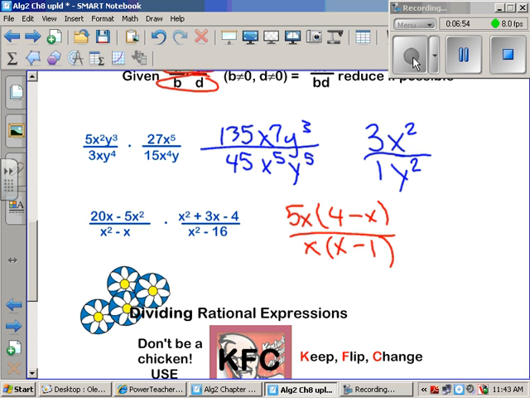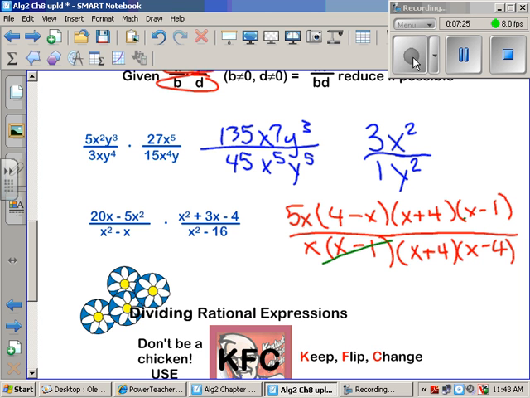Here, x squared plus 3x minus 4 can factor into what? Right, x plus 4, x minus 1. And the bottom, x squared minus 16, we did that already, right? X plus 4, x minus 4. Okay, now I can go through and cancel out any common factors. So what can come out? X minus 1. Good. X plus 4. Yeah, because it's all being multiplied together.